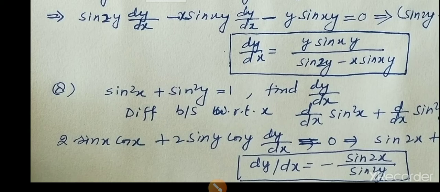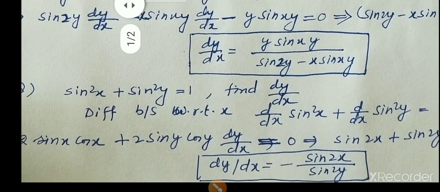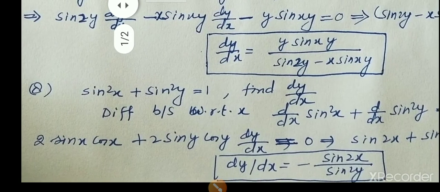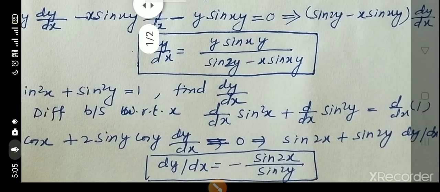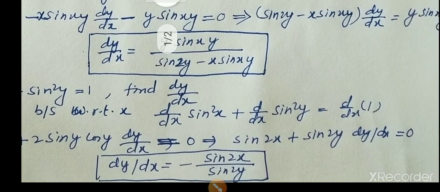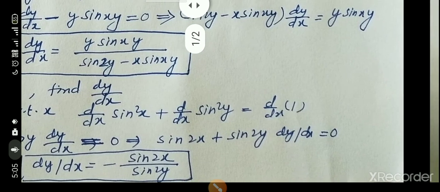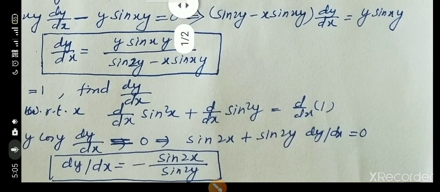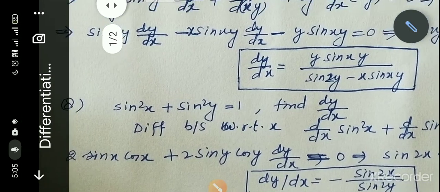Differentiating both sides with respect to x. d/dx of sin square x, d/dx of sin square y, d/dx of 1. 2 sin x cos x plus 2 sin y cos y dy by dx is equal to 0. Sin 2x plus sin 2y dy by dx is equal to 0. From here dy by dx is equal to minus sin 2x divided by sin 2y. I hope these questions are very clear to all of you.